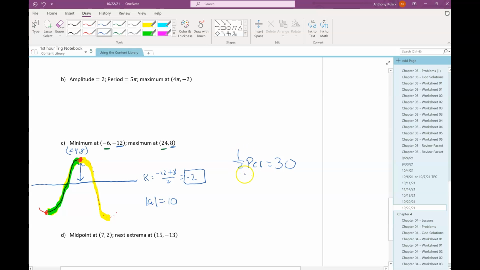So then if I multiply both sides by 2, I get that 1 period is 60 units. Happy with that? And I know the period is 2 pi times the absolute value of c. So when I divide both sides by 2 pi and select the positive answer, I get that c is going to be 30 over pi.